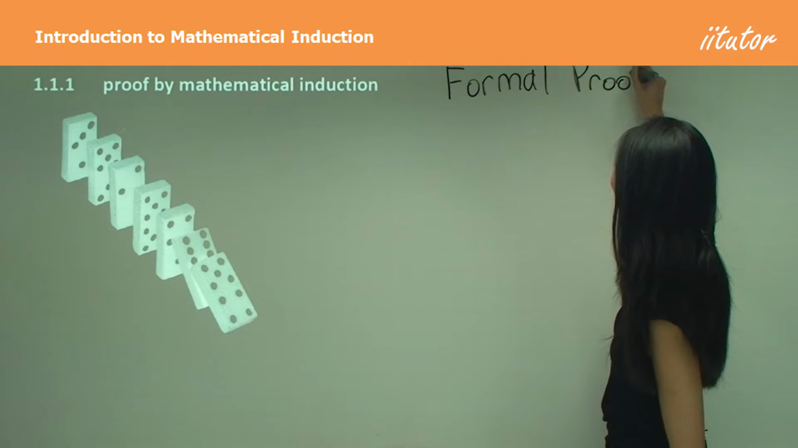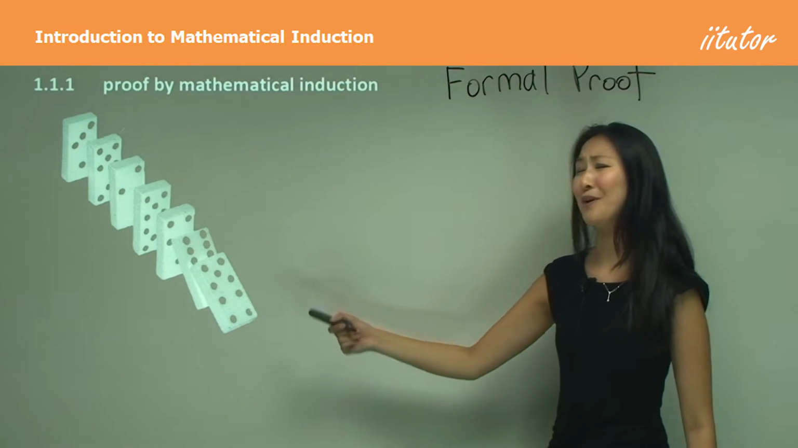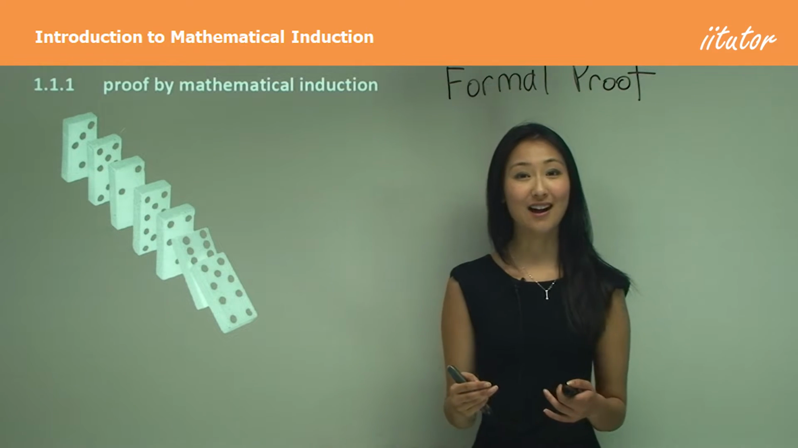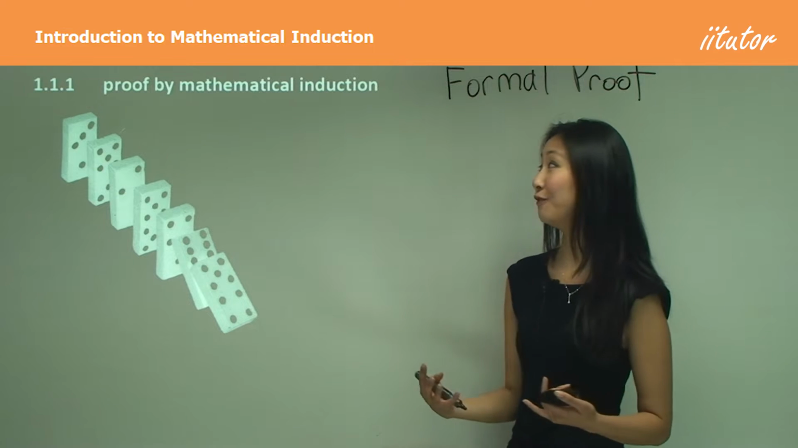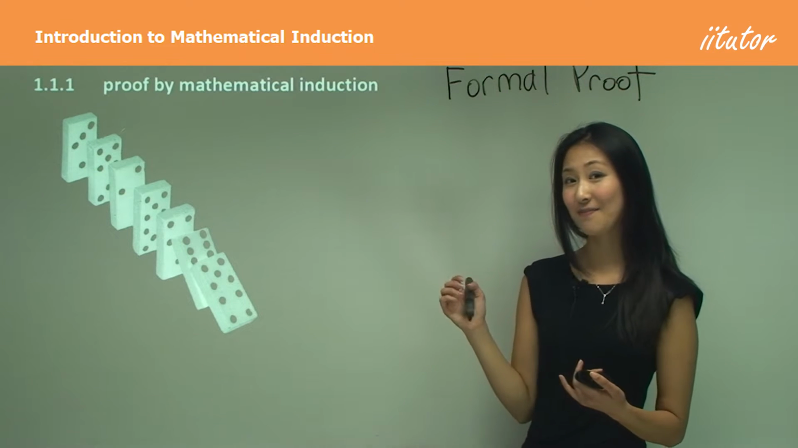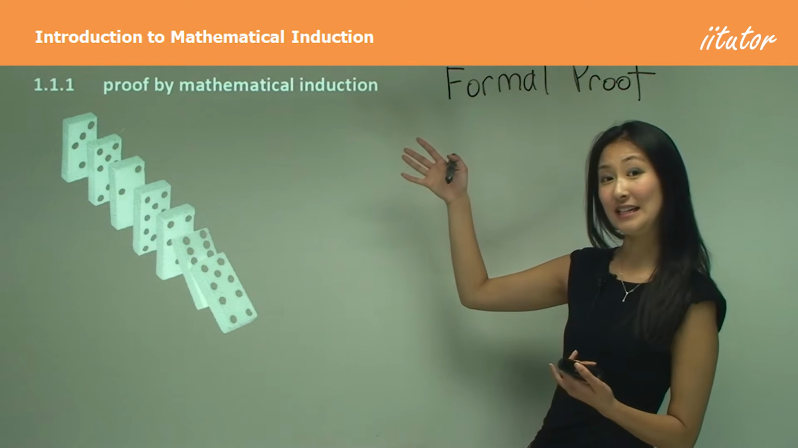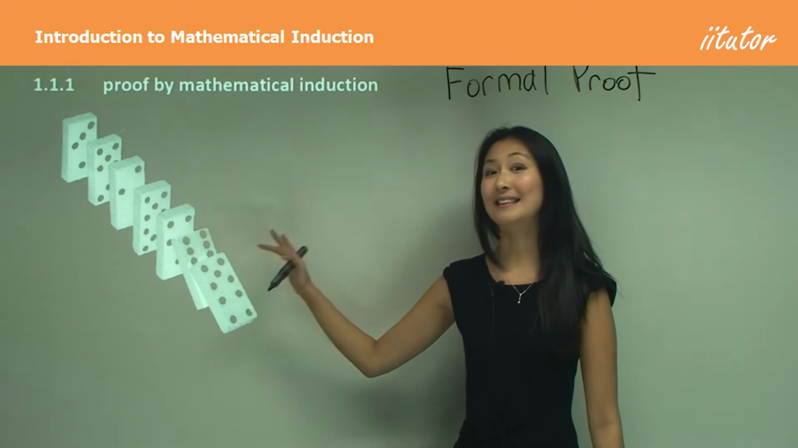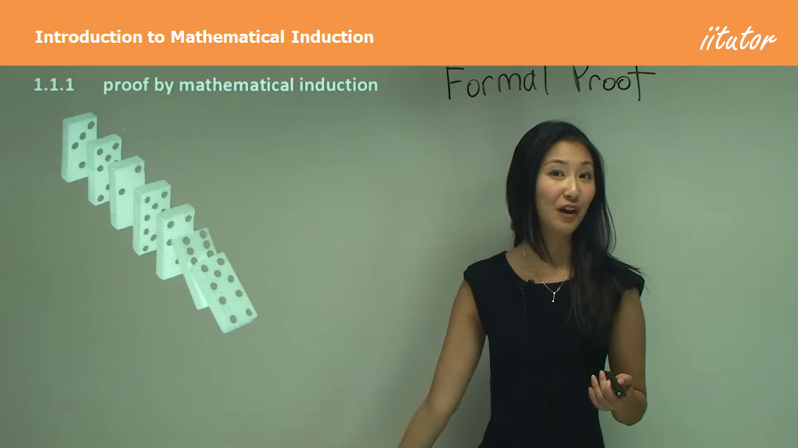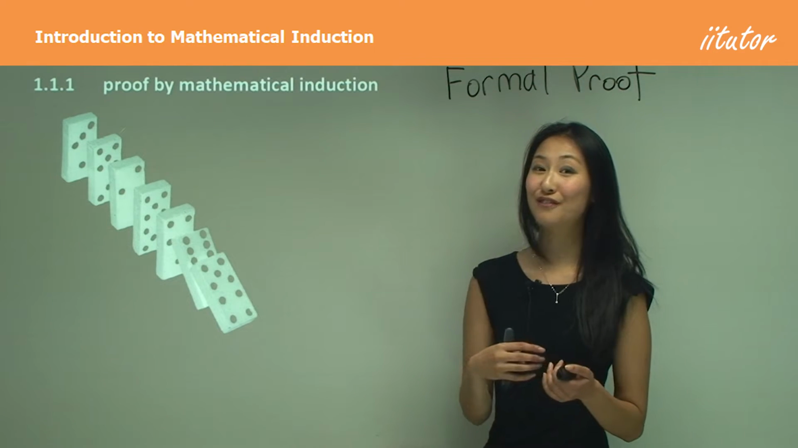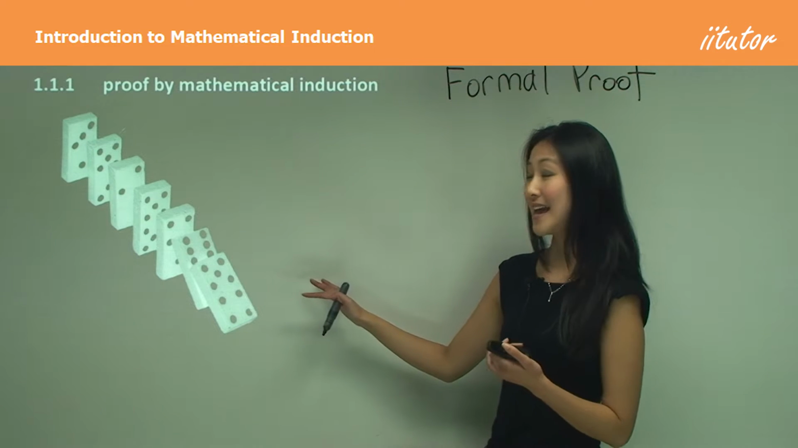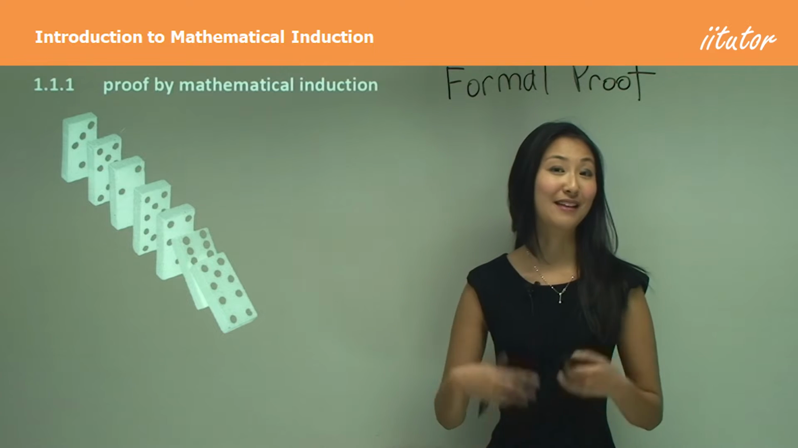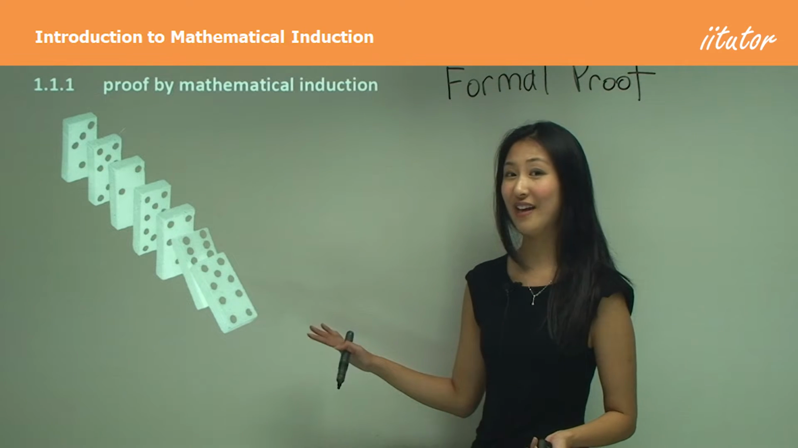Now you're probably all wondering, why do I have a picture of dominoes up on the board here? Well, that's because dominoes is actually an excellent analogy for what mathematical induction is. So if mathematical induction is a formal proof, then we're going to be proving that these dominoes will all fall over. Okay? That's the proof that I want to have for the dominoes, that they will all fall over. And I'm going to use the process of mathematical induction to prove that.